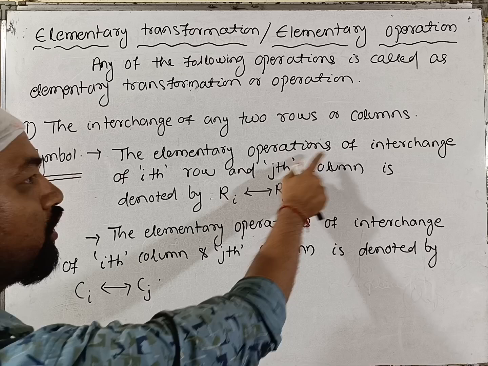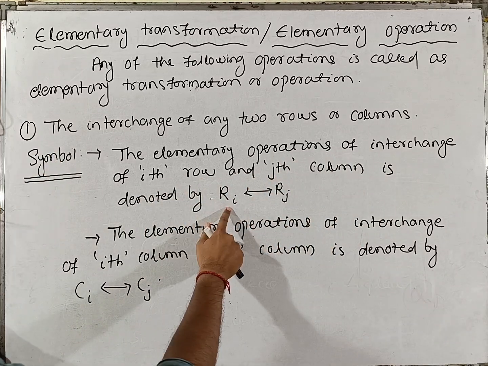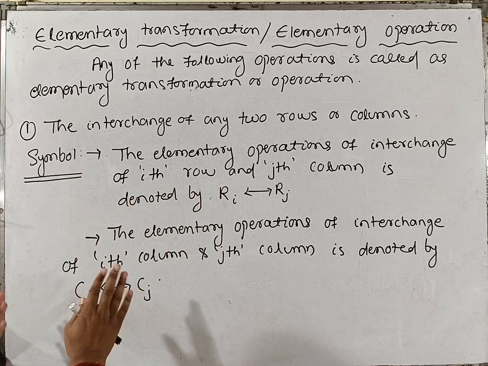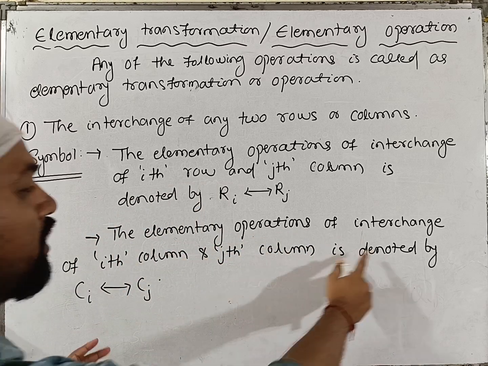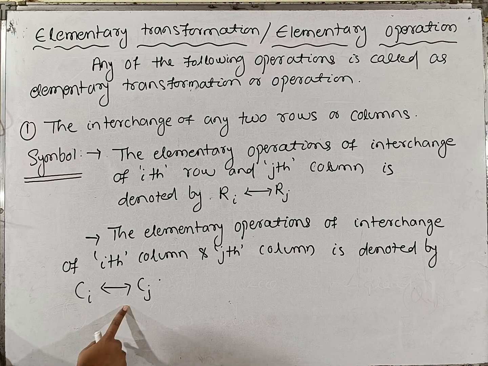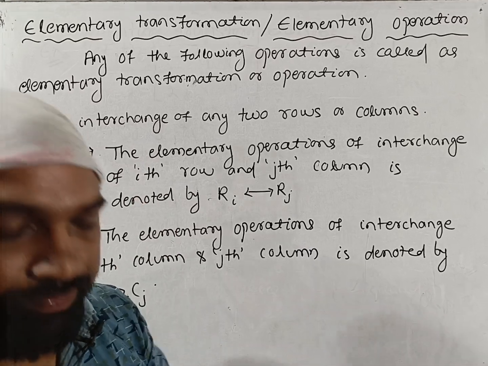The elementary operation of interchange of the ith row and jth row is denoted by Ri interchanged with Rj. Similarly, the elementary operation of interchange of the ith column and jth column is denoted by Ci interchanged with Cj. Then let us go through an example based upon the first type of operation.